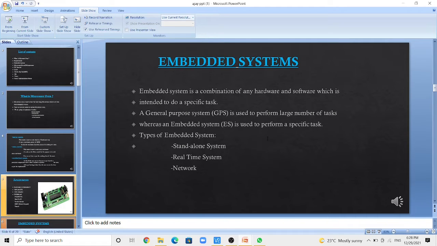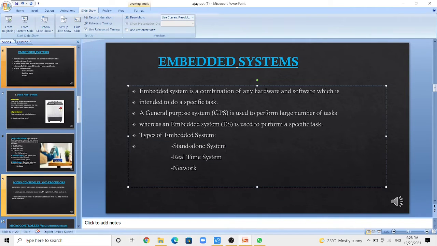Okay, different types of embedded systems. We know that there are three types of embedded system. The first one is the standalone embedded system, then the real-time system, and the network system. These three are explained in detail in further slides. Okay, now understand?